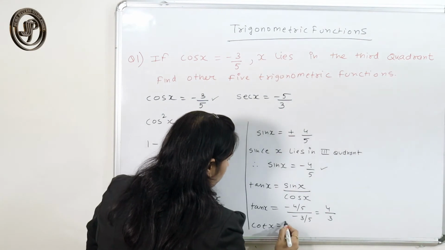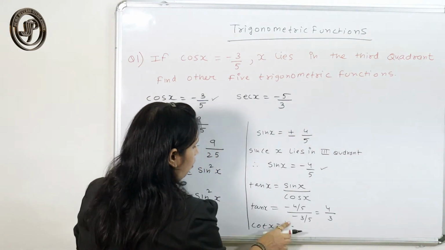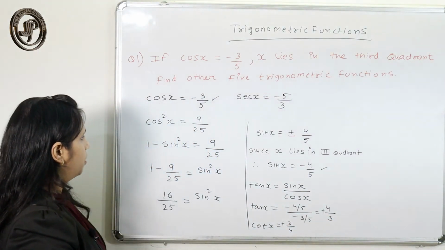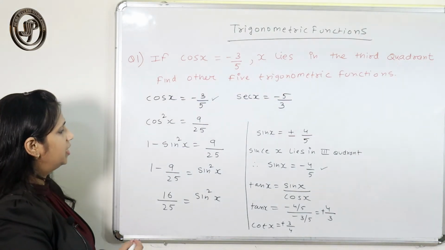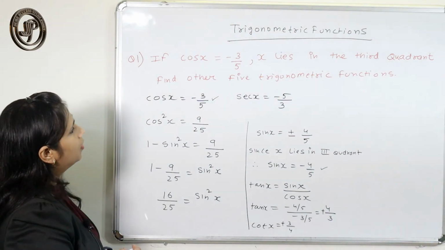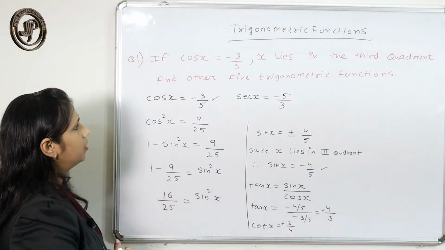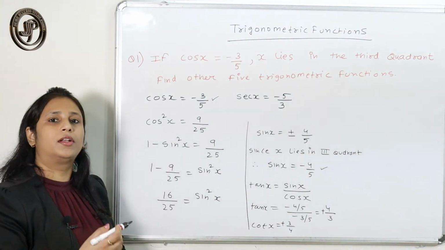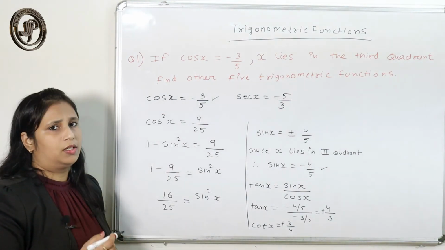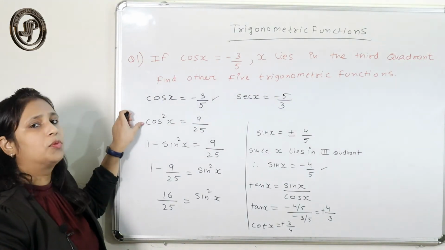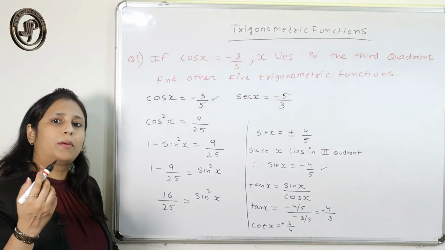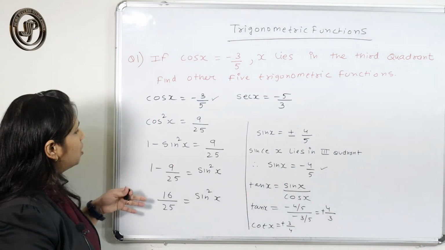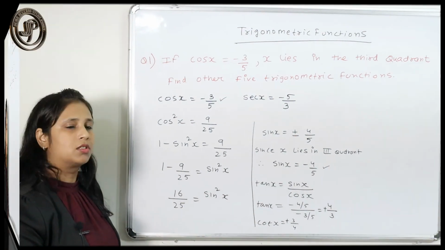Same way you can find cot, which will be 3 by 4, that is also positive. Cot is positive, tan is positive. Okay, so in this way we have found all the rest of the 5 trigonometric functions. Here you can use the identities that you studied in class 10th. Suppose it is sec, suppose it would be tan, so you can use 1 plus tan square theta is equal to sec square theta, or sec square theta minus 1 is tan square theta. By using that identity you can go through those questions.